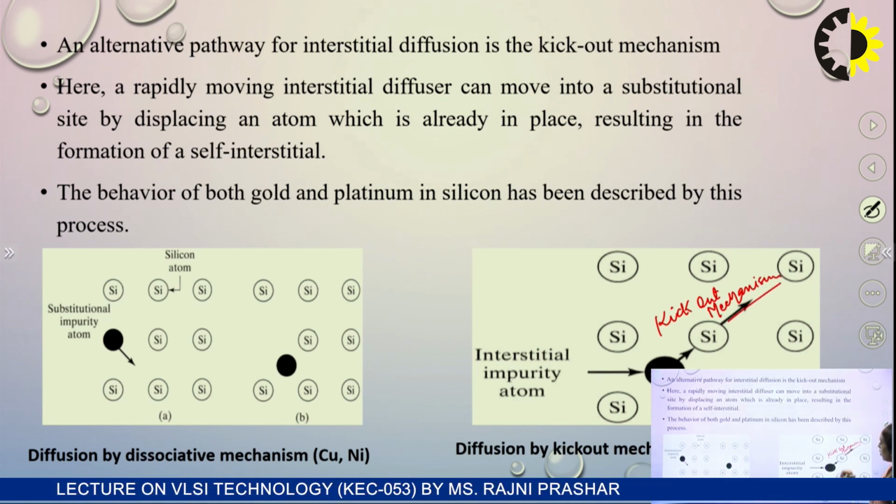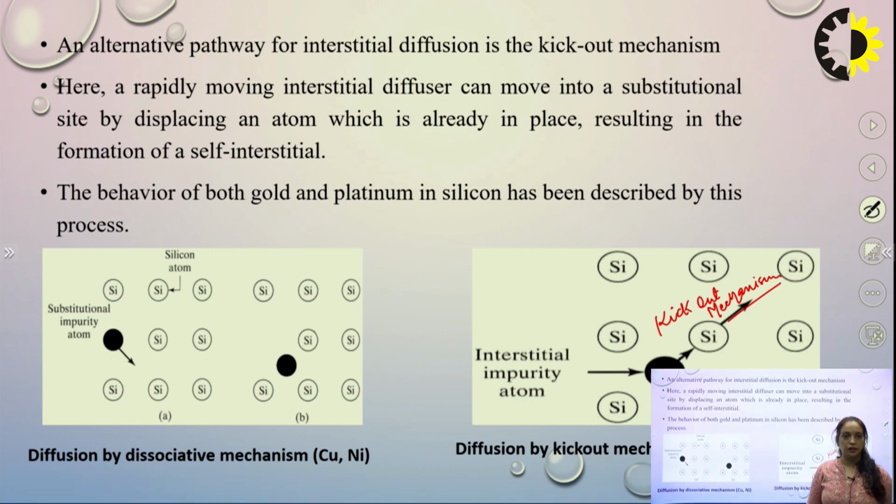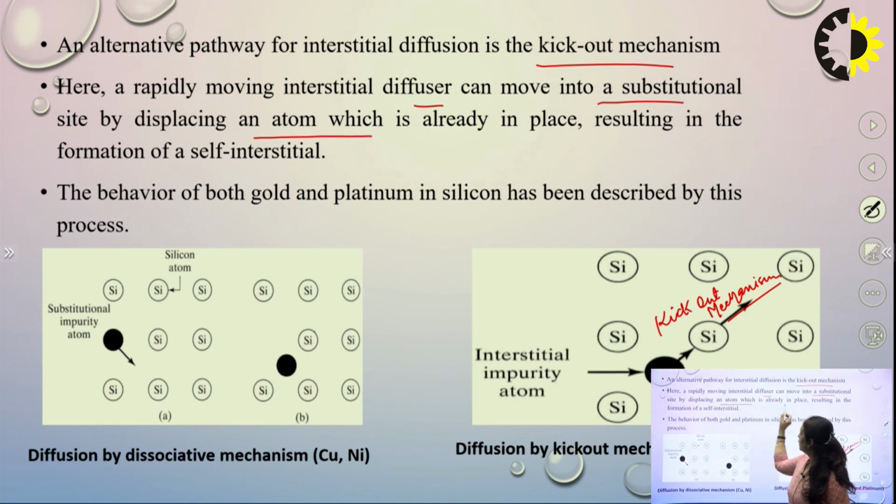Generally, the question is asked in the exam: how does diffusion take place in gold or in platinum? Okay, so under this we have to explain this diffusion process. An alternative path for this interstitial diffusion is the kick-out mechanism. Here, a rapidly moving interstitial diffuser can move into a substitutional site by displacing an atom which is already in place, which results in the formation of self-interstitials.